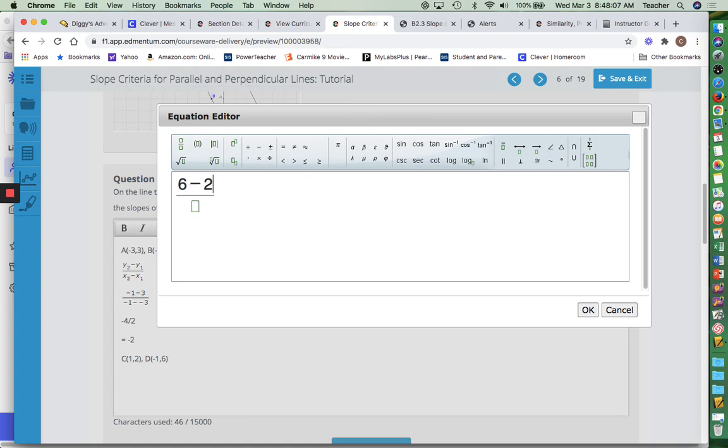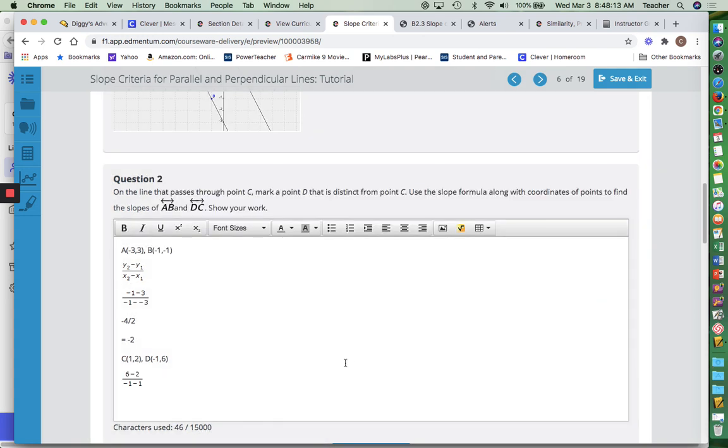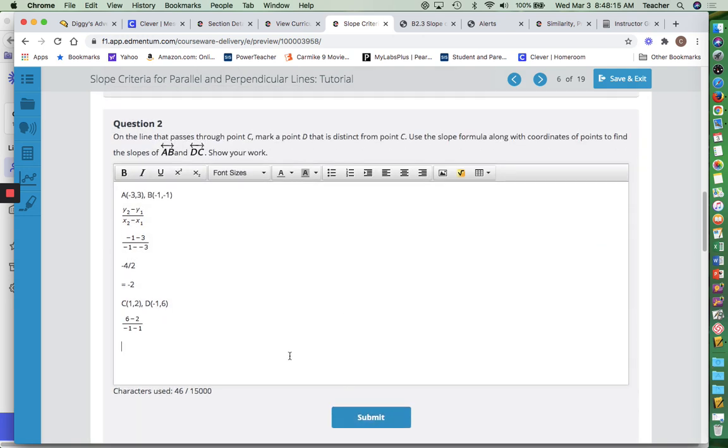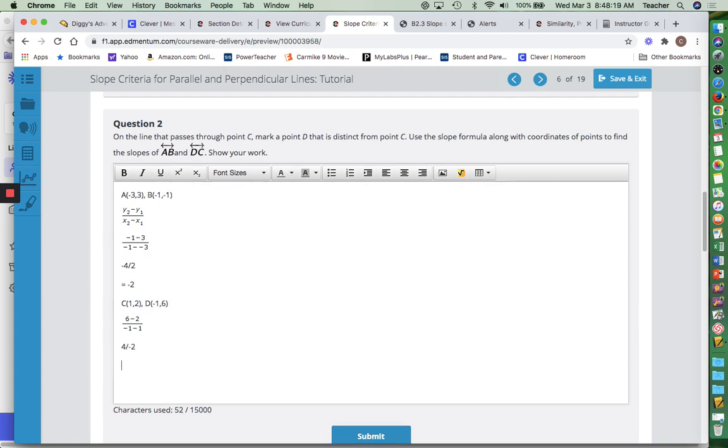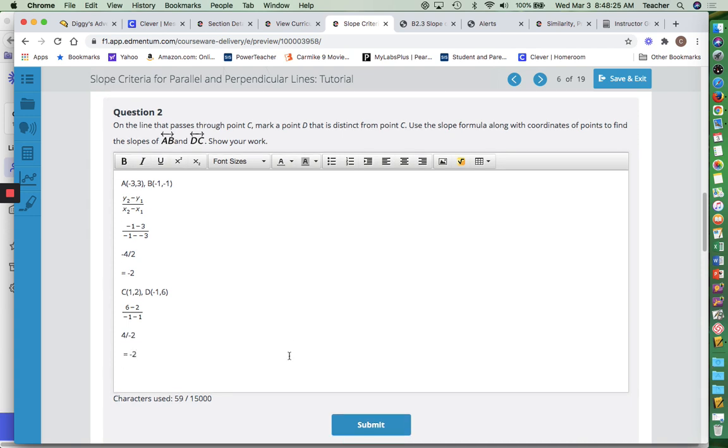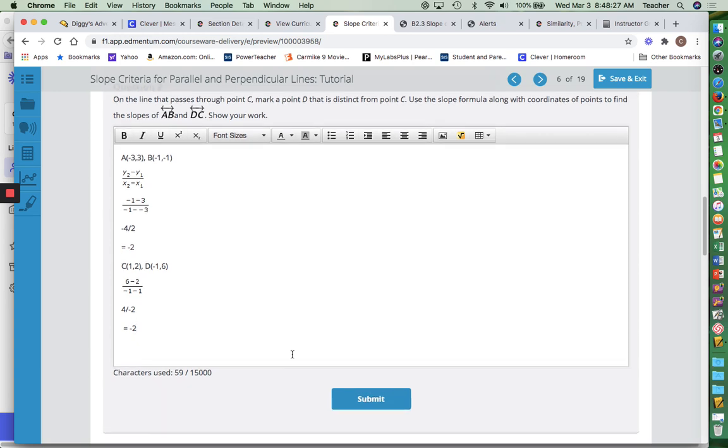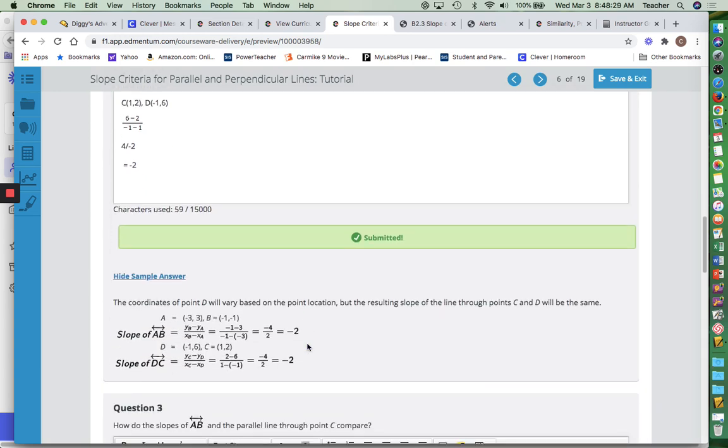Six minus 2, negative 1 minus 1. All right, well, 6 minus 2 is 4. Negative 1 minus 1 is a negative 2. And, of course, that simplifies to a negative 2. So these are, in fact, parallel. Looks like that's all I had to do. Parallel lines have the same slope.